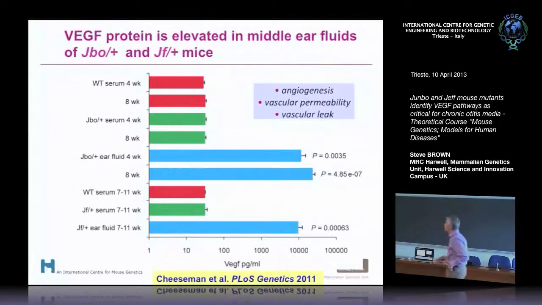And indeed, if we look at protein levels of, for example, VEGF, we find that they are also elevated in middle ear fluids of Junbo and Jeff mice. You can see here in Junbo ear fluid the very high levels of VEGF protein at both 4 weeks and 8 weeks, and also in the Jeff mouse here as well. And this protein, just to re-emphasize, is probably involved with the angiogenesis, the vascular permeability, the vascular leak into the middle ear, all of the inflammatory responses and the effusion that are associated with otitis media.